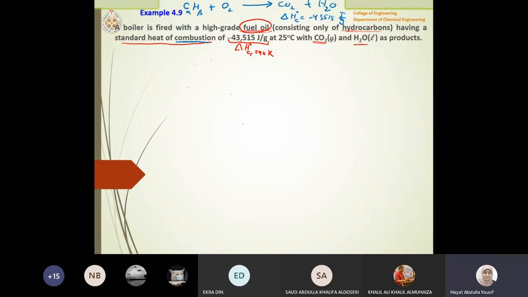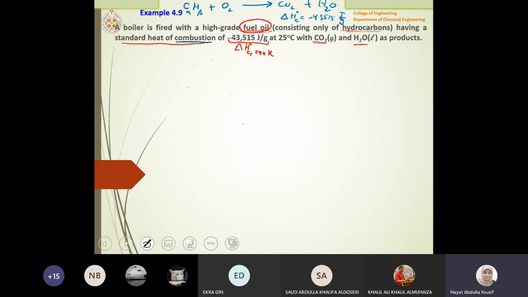So here is the real example where they give us a sample as a fuel oil, and I don't know what it is. So I just wrote it here. The symbol is C alpha H beta. And upon burning it, I will get CO2 and water, but I have to balance it.